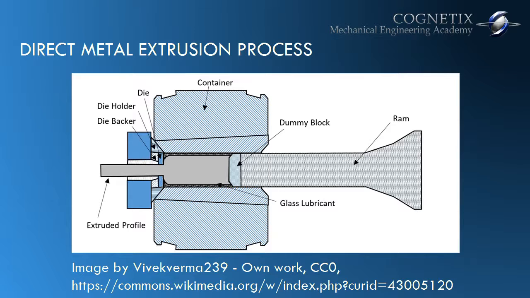But do note that the container itself is heated as well. Not only is the billet preheated, but the container is also at a certain controlled temperature. And typically, a lubricant is used to help reduce the forces that the extrusion process calls for. Okay, moving on to the left, we have the die holder and the die backer. And the die itself is the one that contains the formed geometry, the formed profile or cross-section that you're after. Once everything is said and done, the extruded profile comes out on the left side.